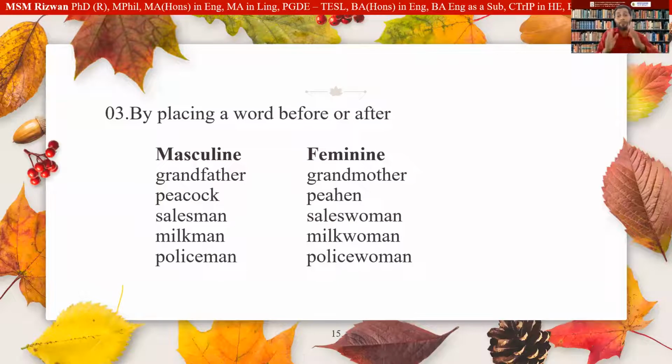The third one is placing a word before or after, by which you can make the feminine of nouns in the English language. Right, now you could see grandfather, grandmother. Already the word father is there and mother is there, and before the word father we add the word grand: grandfather, grandmother. Right? Can one of the volunteers read out the rest of the examples given here?